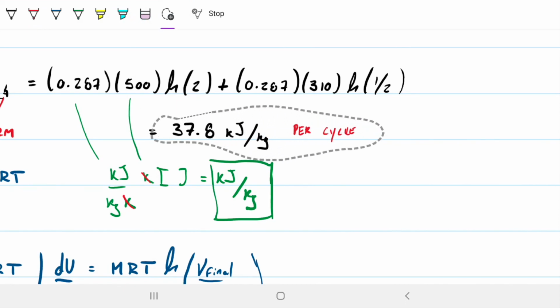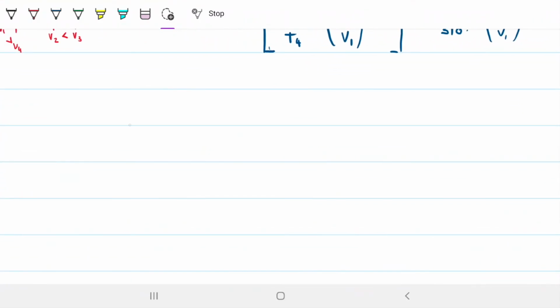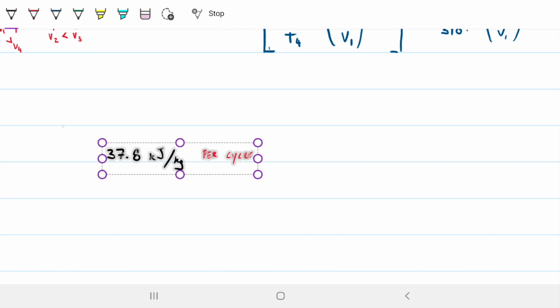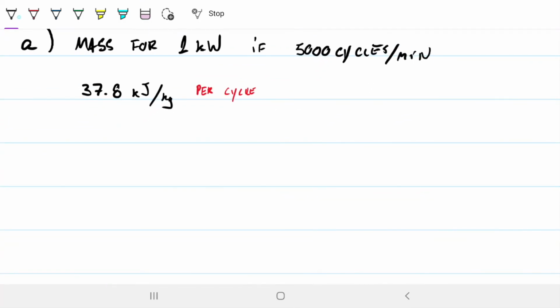Because what we're looking for is how much mass I need to output 1 kilowatt. That was the question. That was part A. How much mass do I need to output 1 kilowatt? So to find part A, I need to find the mass for 1 kilowatt if 5,000 cycles per minute. So all we're going to do is look at the information that we have. We know that the work output here per unit mass is 37.8 kilojoules per kilogram, and this is also per cycle.